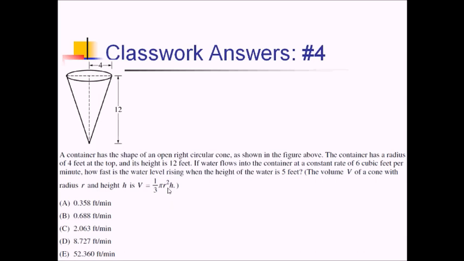Another way of doing this would be if we could express everything in terms of a single variable over here. Which variable would be better? Since we want to know how fast the water level is rising, if we could find a way to express these R's as H's, and then we just took the derivative, that would make our lives a lot easier.